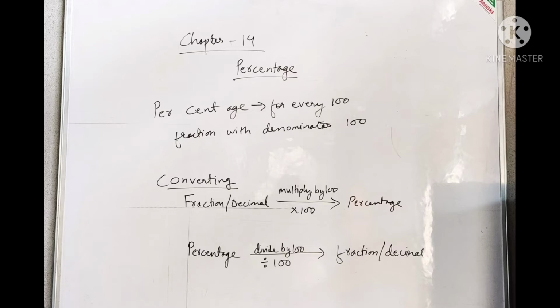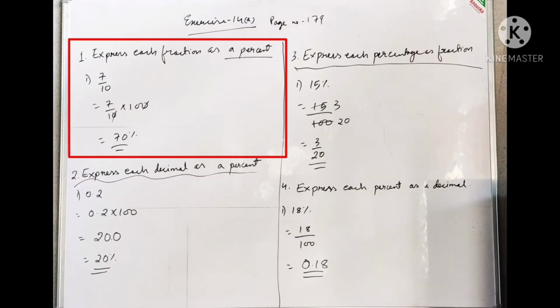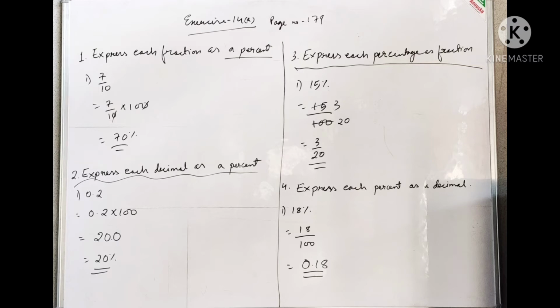Alright, so as you can see, question number 1: express each fraction as a percent. See here, you are converting fraction to percentage. So we write the fraction as it is, and then we multiply by 100. When we multiply by 100, let's cancel the 0. So remaining 7 and 10 in the numerator. There is nothing in the denominator, so 7 tens are 70. So 7 by 10 means 70%. Clear? So you can see the next example as well.